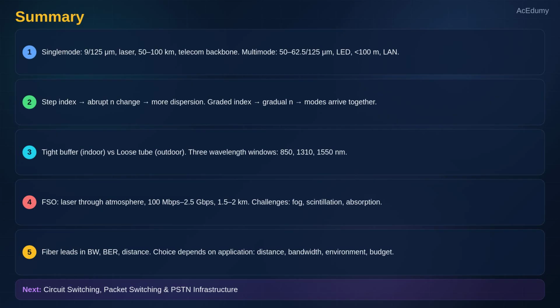The right choice depends on the application, distance, bandwidth, environment, and budget. In the next lesson, we will explore circuit switching, packet switching, and the structure of the public telephone network.